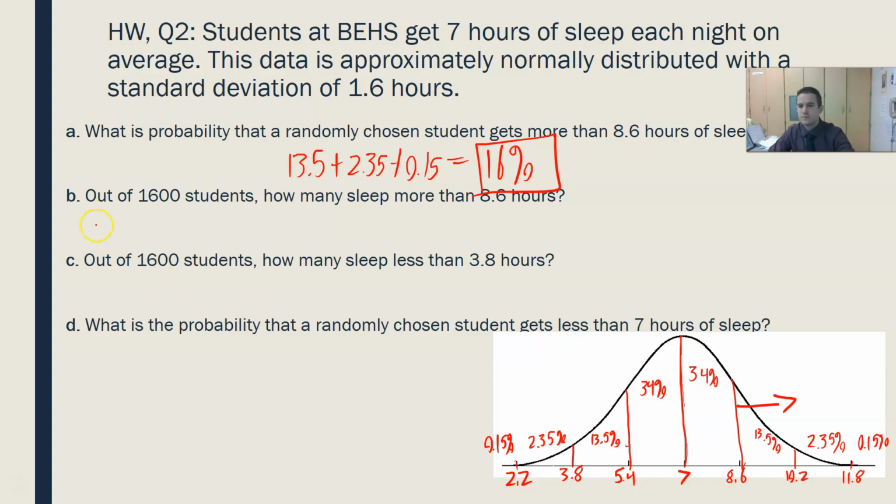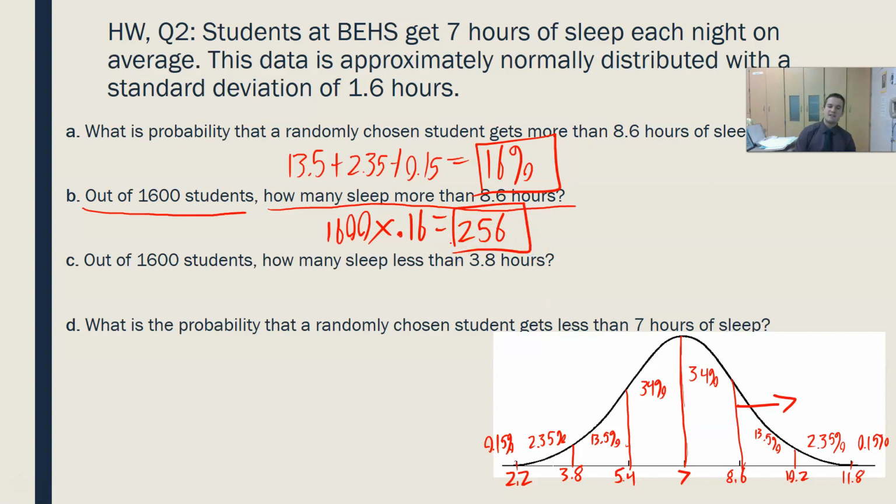Okay? So out of 1,600 students, this is part B, how many sleep more than 8.6 hours? Well, if only 16% of them do, let's multiply 1,600 students times 16%, or times 0.16. 16% of those 1,600 students is about 256. So about 256 of the 1,600 kids at Box Elder High School sleep longer than 8.6 hours every night. It's not very many of them compared to the 1,600, right?